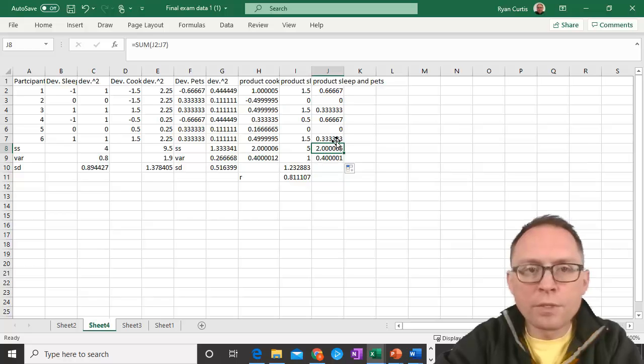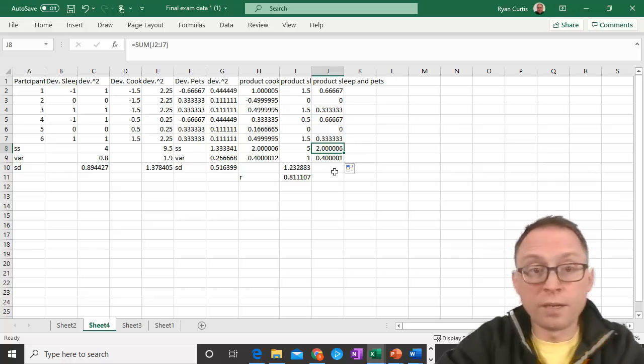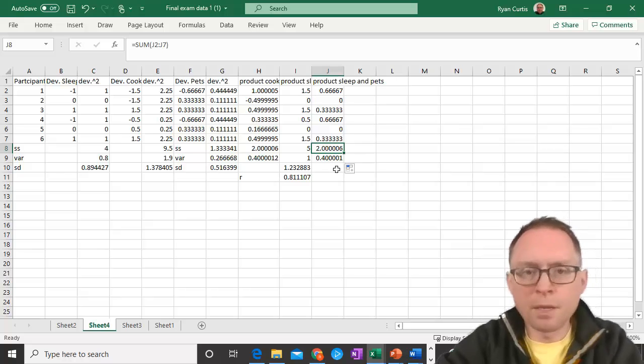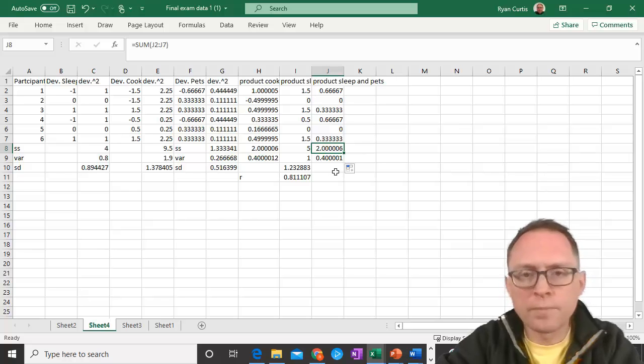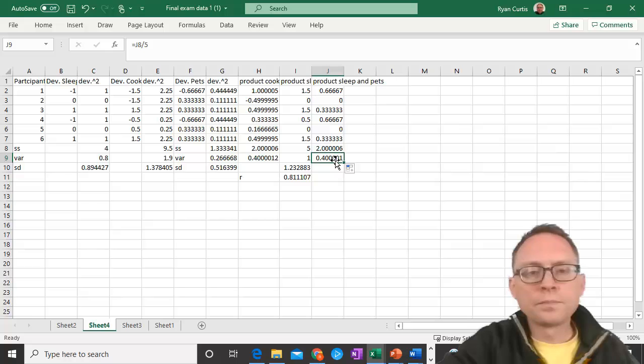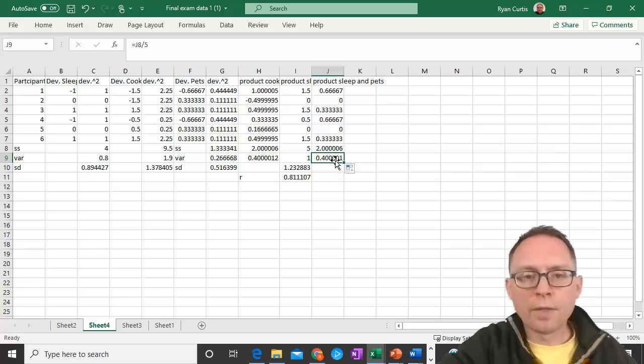Let me just make sure we got all this right. The sum of all the j's is 2, good. N minus 1 is 4.0. I didn't realize that they had the same covariance as cookies, and that's interesting. Anyway, doesn't matter. So that's what that is. This is the covariance right there. All right, that's the covariance, 0.40.